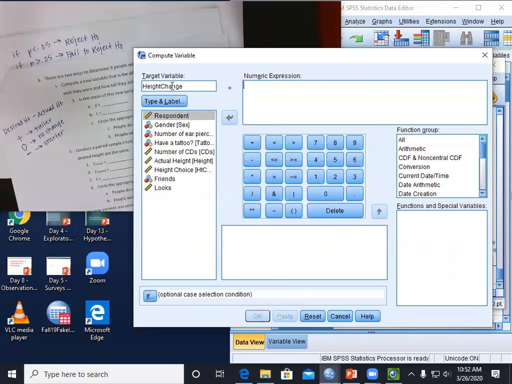So we have height change is equal to desired height, height choice, minus actual height. Desired height minus actual height. In our variables, it's called height choice minus actual height. So what this is going to do, for each person in our data set, SPSS is going to take their answer to the height choice variable, subtract away their answer to the height variable, and put that answer into a new column labeled height change.